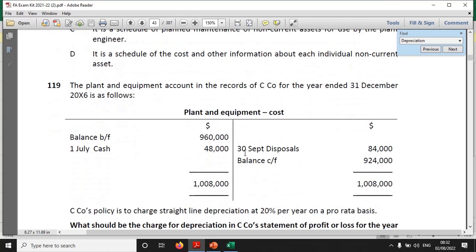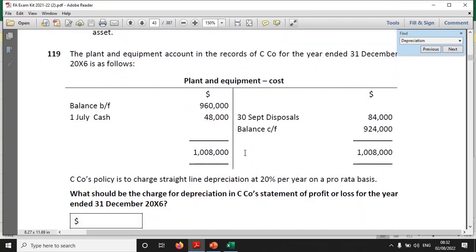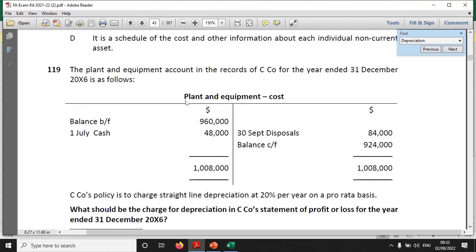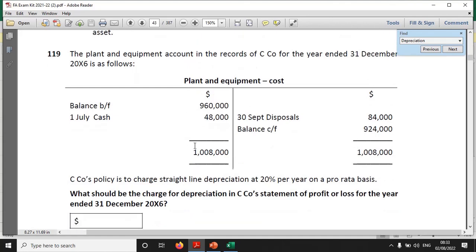119, again, calculations. You don't like calculations? Do you like calculations? 119 says the plant and equipment account in the records of C company for the year ended 31st December 20x6 is as follows. Now we have got a T account here, and I think this class is already used to T accounts. I'm going to do about 7 or so questions, and I'm going to go to intangible assets. And it is very important for you to be asking questions.